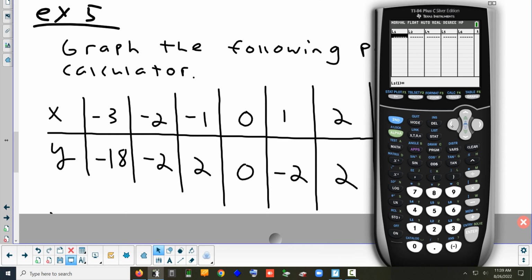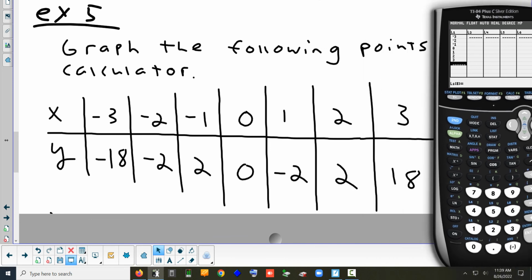Now, what you do is put all the x's in the first column, and put the y's in the second. It's easier to do all the x's first. So let's put negative 3, negative 2, negative 1, 0, 1, 2. I think the last one is 3. This is symmetrical, kind of. You'll see in a minute.